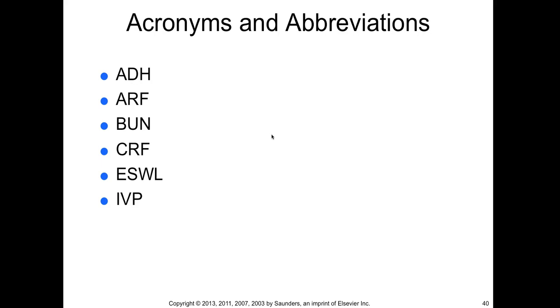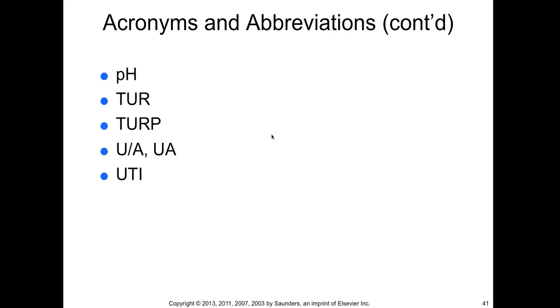ESWL was for extracorporeal shockwave lithotripsy. IVP stands for intravenous pyelography. Next, we have pH, which stands for potential hydrogen. TUR is for transurethral resection, in which small pieces of tissue from a nearby structure are removed through the wall of the urethra. One of the surgery types is a transurethral resection of the prostate. So that's what TURP stands for.